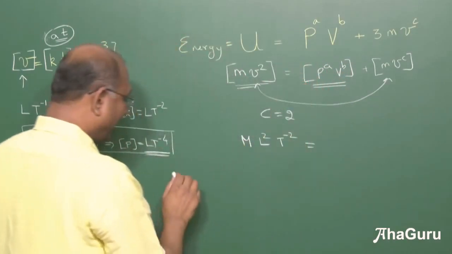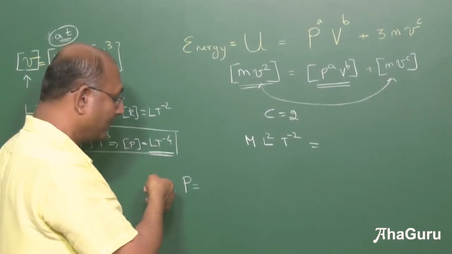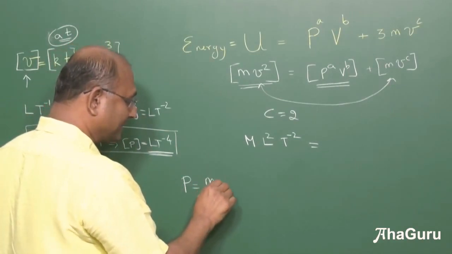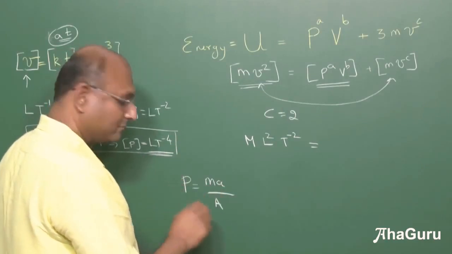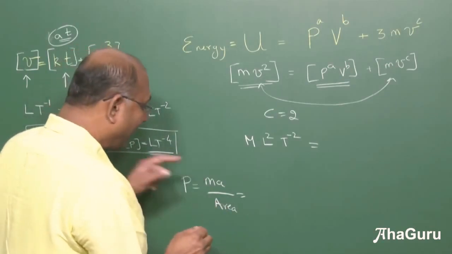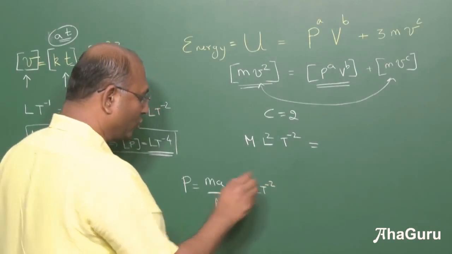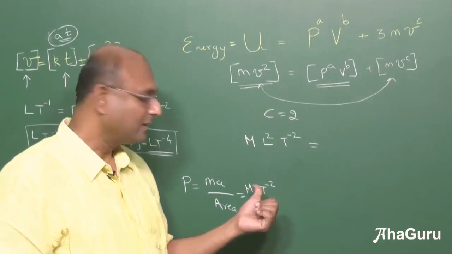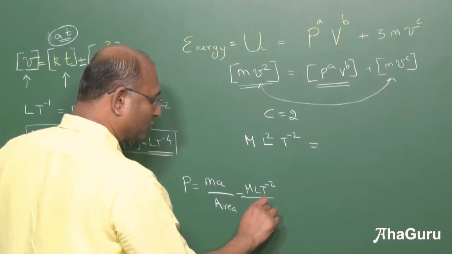Now what about P? Pressure, measured in pascals, is force by area. So force is mass into acceleration, by area, which is length square. This area is different, it's not amperes, it's just area. So mass is M, acceleration is L T power minus 2. Generally it's a good idea to remember the dimensions for force, newtons: M L T power minus 2, by area, which is L square.